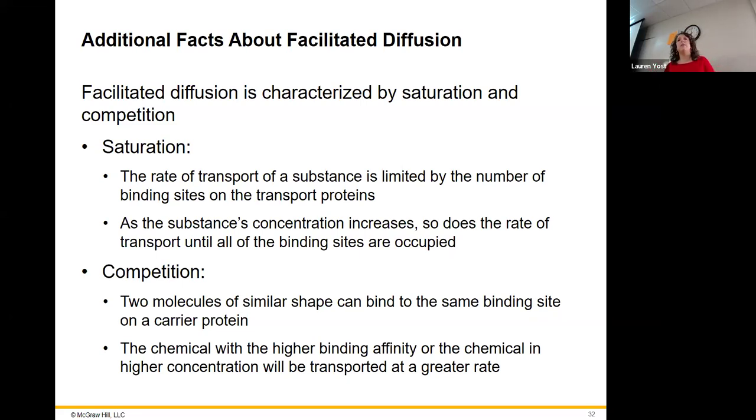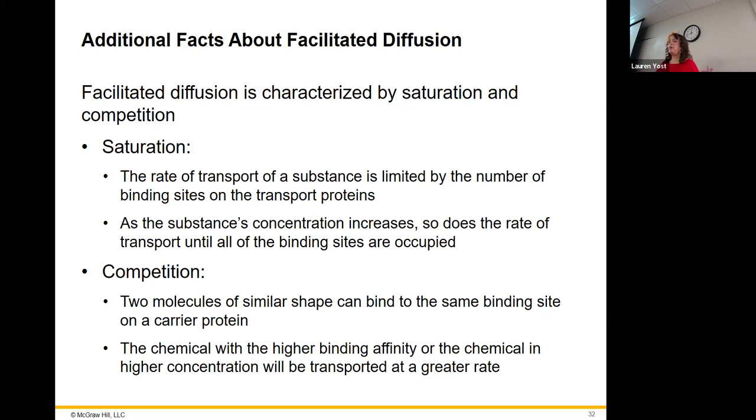Facilitated diffusion, we can have saturation and competition. Saturation, all of those little green channels being completely taken up and you just can't transport anymore, right? Then we have competition. Some things like we have the green channel that transports the purple protein. Maybe there's another protein that needs to get through that's a red protein. If there's too much red, then the purple isn't going to get to go across as much, right? That's the idea with that.